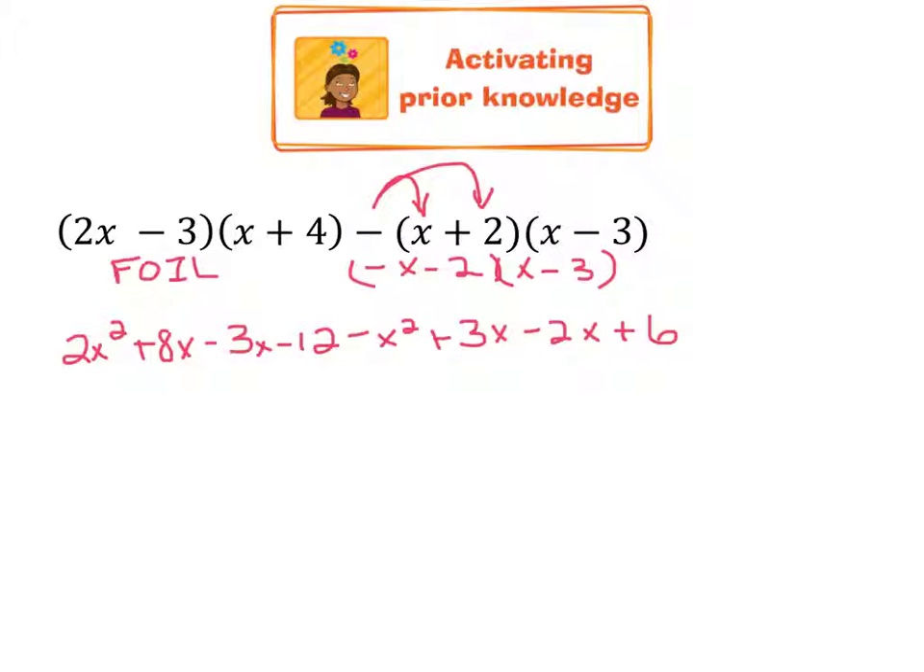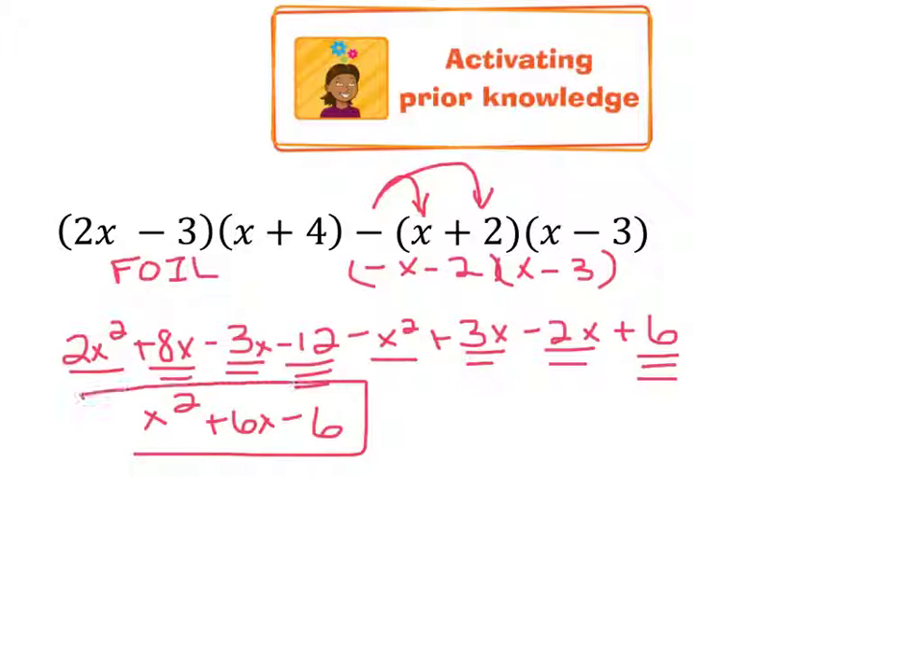Now combine like terms. So we FOILed, now we're going to combine like terms. So this is going to be 1x squared. I'm going to add up the x's. So that's going to make 6x. And then I'm going to add the constants. We get minus 6. Does that make sense?